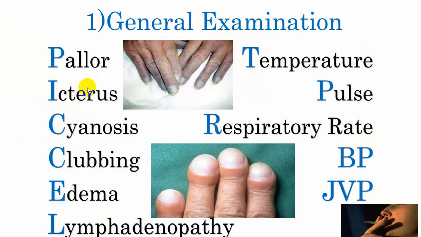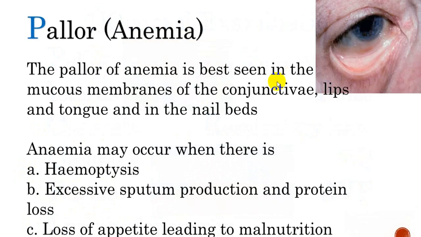So in general examination, look for pallor, icterus, cyanosis, clubbing, edema, lymphadenopathy. Look at the temperature, pulse, respiratory rate, blood pressure, and JVP. These are vital signs, and these are part of general examination. Even if they are absent, mention no pallor, no icterus, no cyanosis, no clubbing, no edema, no lymphadenopathy. Or if it is present, mention what the findings are. And mention temperature, pulse, respiratory rate, and blood pressure. This will be the findings in vital signs.